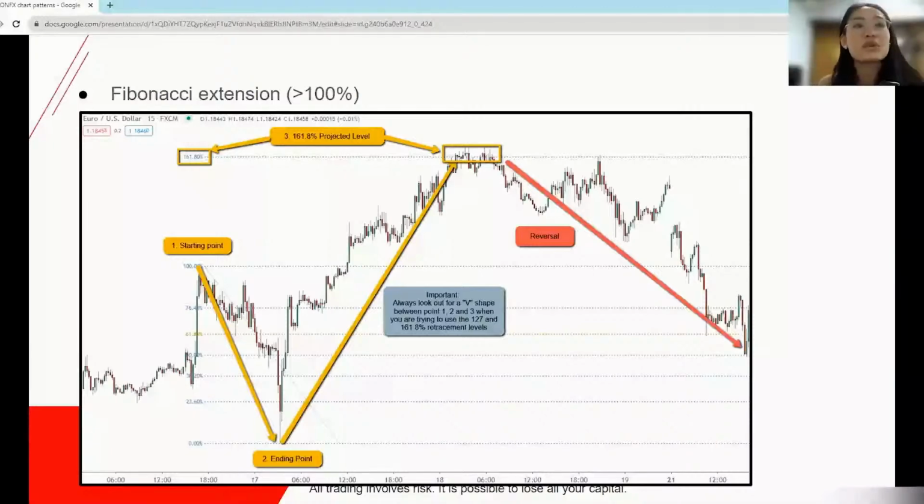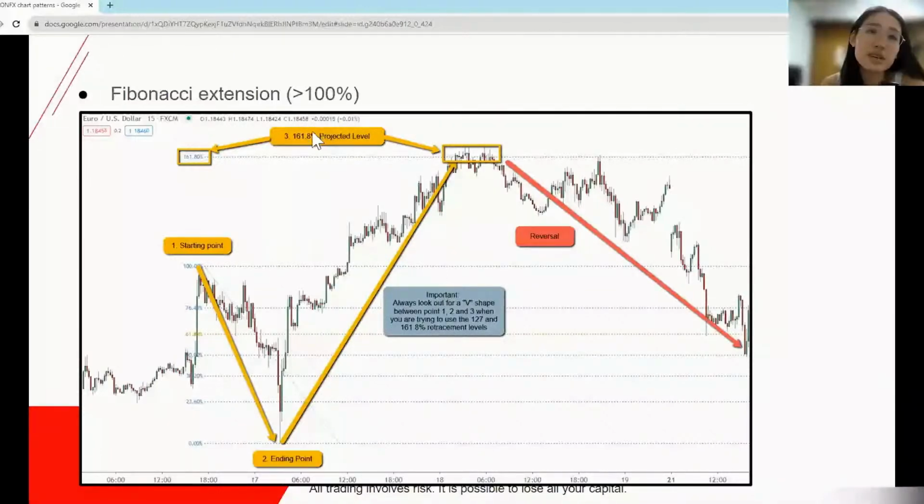Okay, so next we're talking about Fibonacci extensions. So as I mentioned earlier, for Fibonacci extensions, we're looking for Nike ticks. Okay, so our starting and ending point is the head of the tick. And then we're looking at this V shape. Okay, so we're looking for a V shape, and the tail of the tick should exceed 100% of the head. Basically, it should be longer than the head. That's what makes a tick, right?